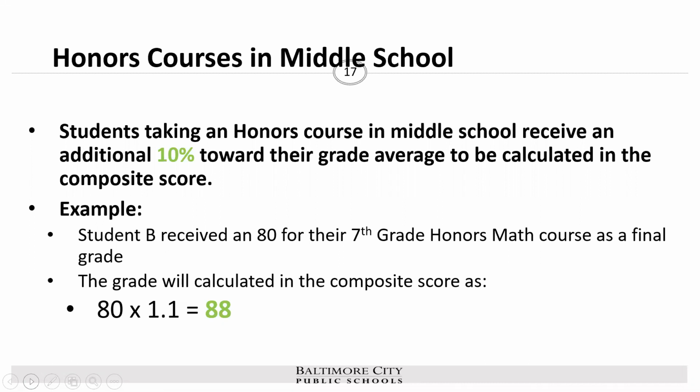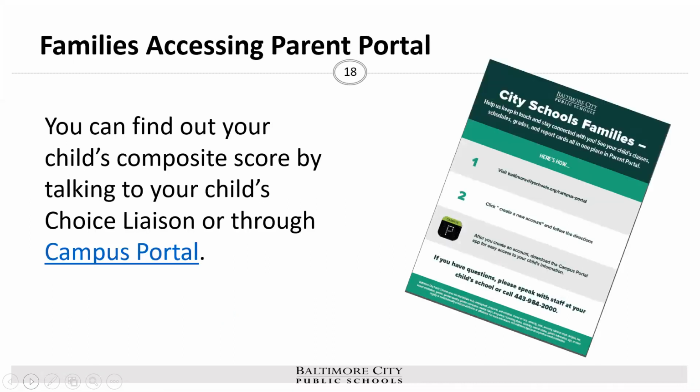It's important to note to families that having your students take honors courses will give them a 10% boost towards the calculation of their grade averages. For example, if a student receives an 80 in their 7th grade math honors course, the composite score will calculate that as an 88. You can find out what your child's composite score is by talking to your child's choice liaison or visiting campus portal.